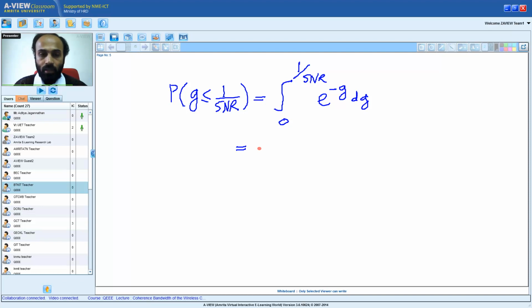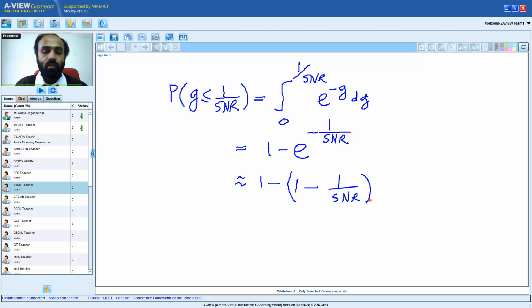Yeah, I'm getting the correct answer. That is 1 minus e to the power of minus 1 over SNR, which is approximately equal to, see, at high SNR 1 over SNR is small, therefore e to the power of minus x is 1 minus x approximately at high SNR, therefore this is approximately equal to 1 over SNR. Thank you. Both UIET and PSG college have got the answer.